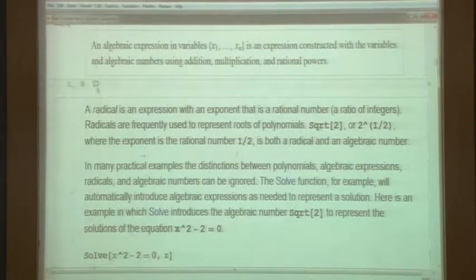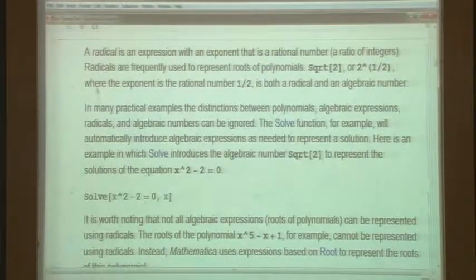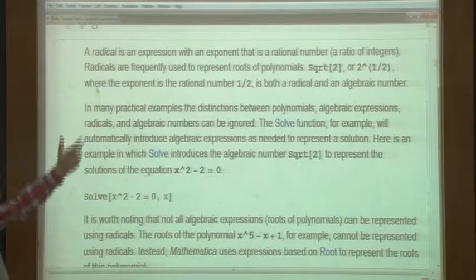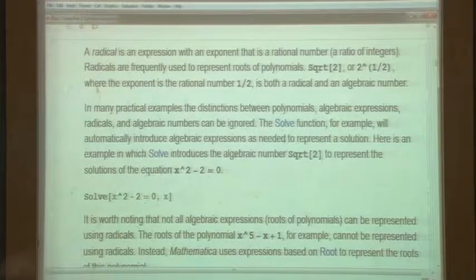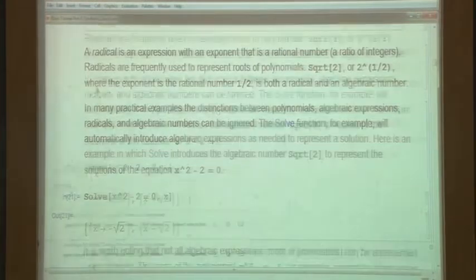So, as I said, it's really pretty cool. Anyway, then we got a radical, so it's an expression with an exponent that is a rational number. For example, radicals are frequently used to represent roots of polynomials, alright, so 2 raised to the power of half, yeah, so it's going to be a radical, an algebraic number. Anyway, so we can use the solve function, we already learned how to do that yesterday, if you guys remember.